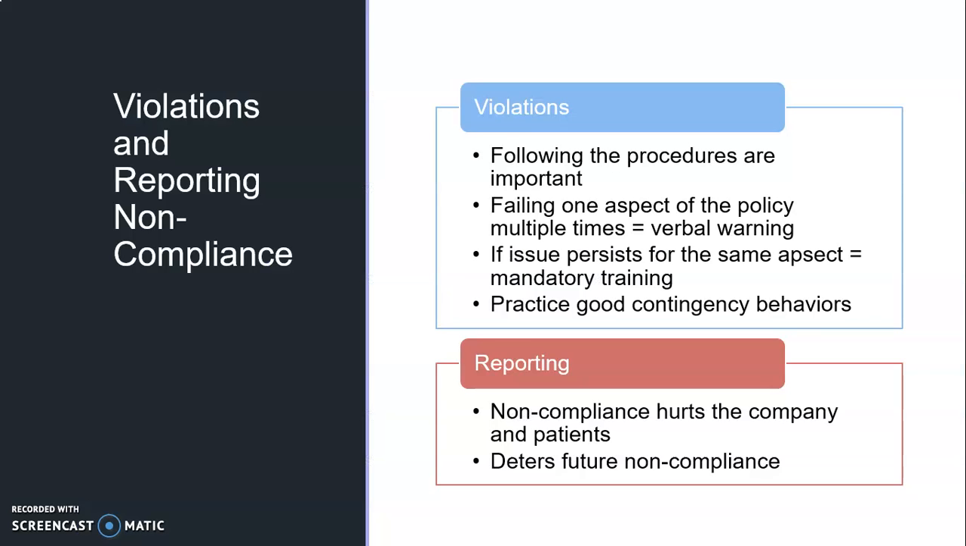Violations. Following all aspects of the procedures and policies is important. Not following aspects of the policy, such as following up on DWOs, for example, can delay the billing process. Therefore, failing to do one aspect of the policy will result in a verbal warning. If the issue persists for the same aspect of the policy, then you'll have to attend mandatory training. It is great to practice contingency behaviors, such as reaching out to a supervisor if, for example, you think you're falling behind on your follow-up tasks.